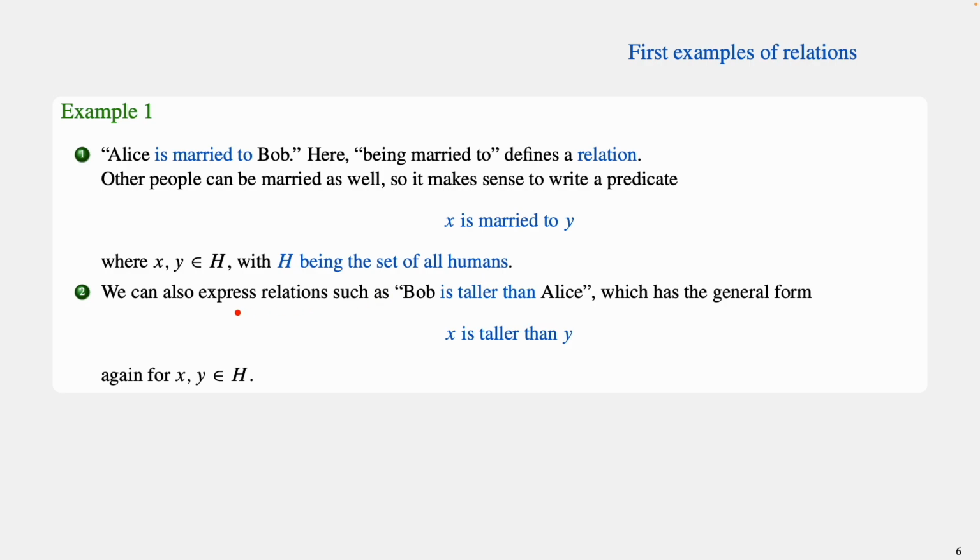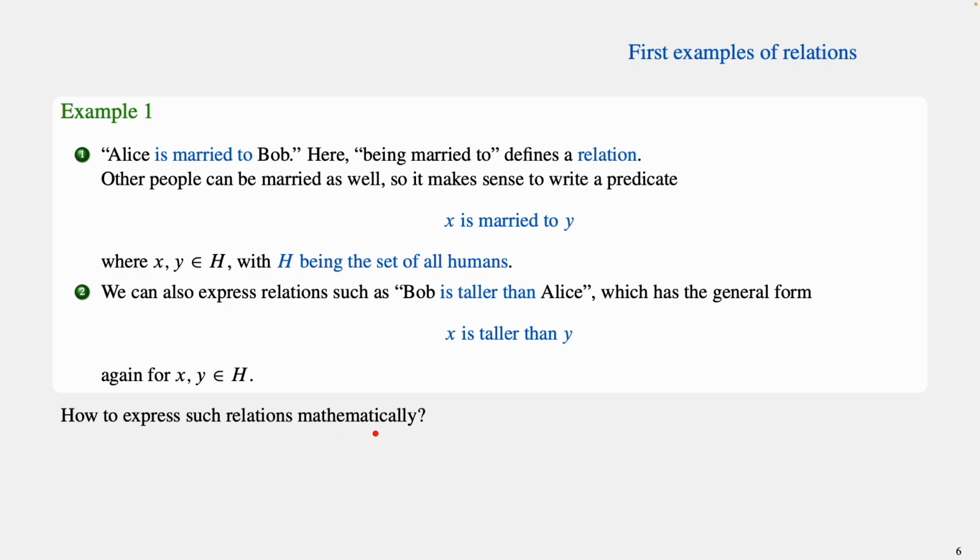And we can also express other relations, such as Bob is taller than Alice, which has the general form X is taller than Y, and again X and Y would be elements of the set of human beings. And we immediately understand that both of these are relations in the usual sense of the word, but also that the quality of these two relations is rather different. And this is something that will become clearer later on once we define some properties of relations.